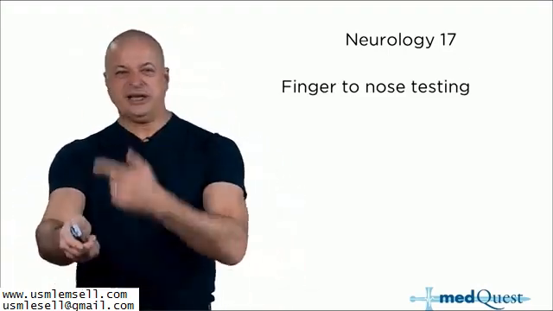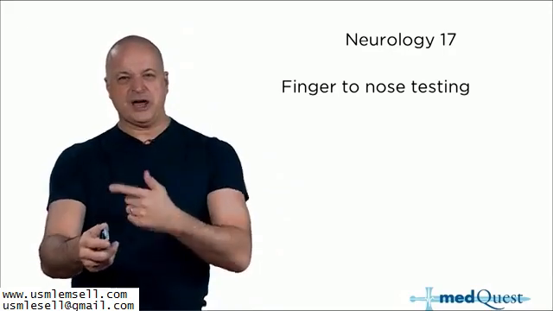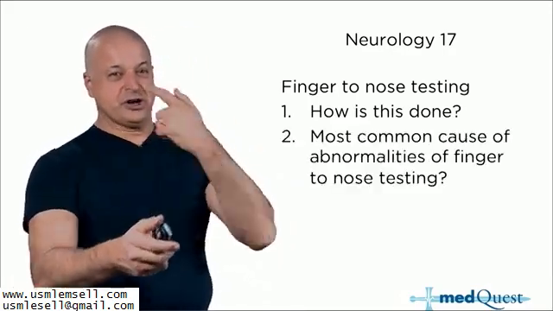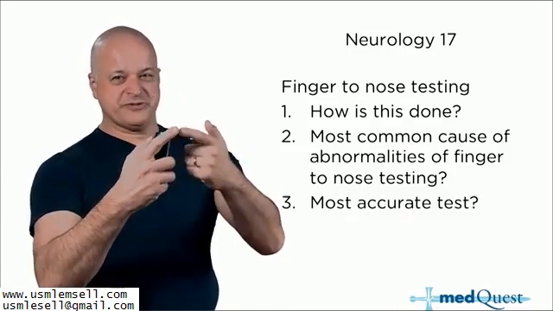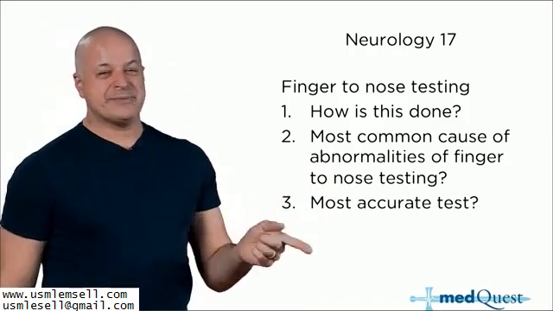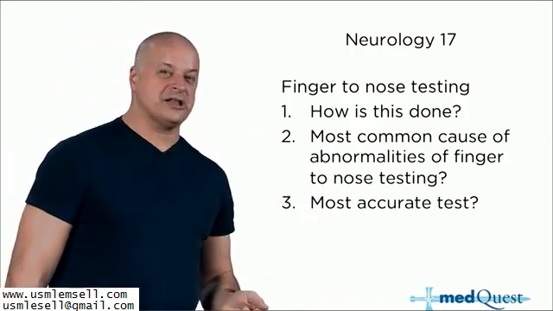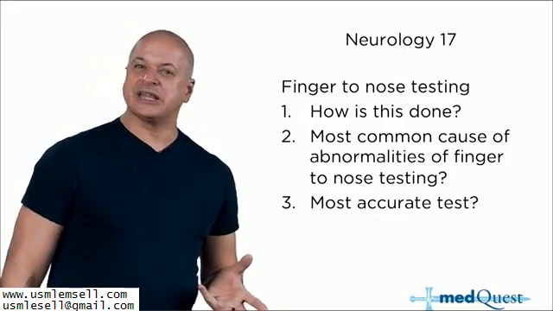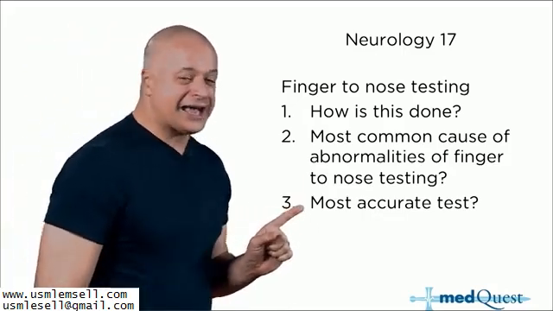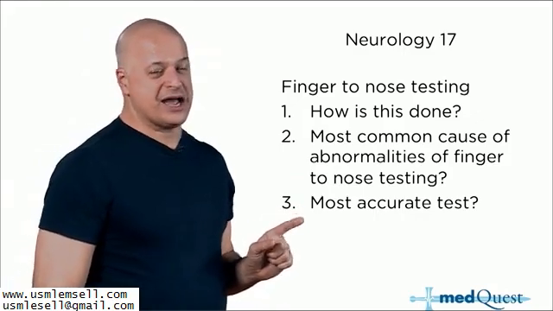Oh, that's an easy one. Finger to nose is simply a cerebellar disorder. Touch my finger, touch your nose, and touch my finger, touch my nose. The most common cause of abnormal finger to nose is damaging your cerebellum. It's a posterior circulation problem. And since it's posterior circulation, the most accurate test is an MRI, because you're looking for posterior circulation.